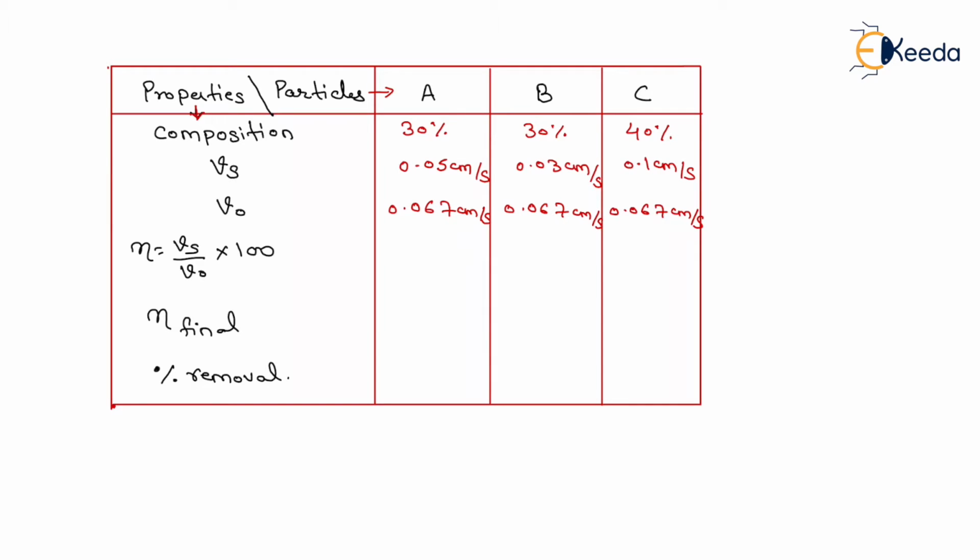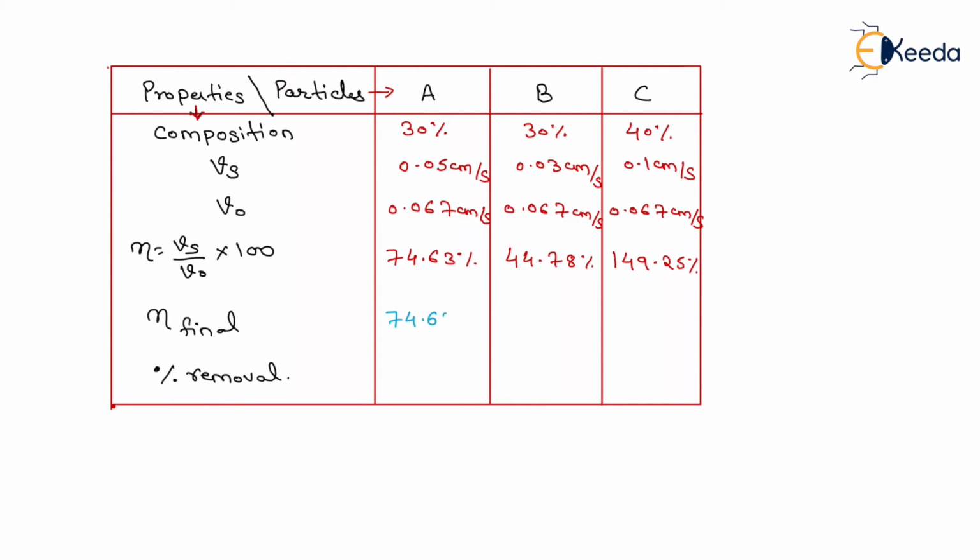Now we need to calculate the efficiency of A, B and C particle removal. It will be equal to Vs upon V naught into 100. If you divide 0.05 by 0.067 into 100, you will get 74.63%. When you divide 0.03 by 0.067, you will get 44.78%. Similarly, when we divide 0.1 by 0.067, we will get 149.25%.